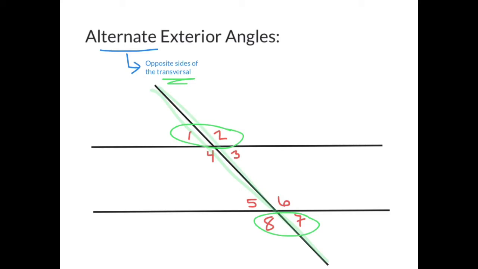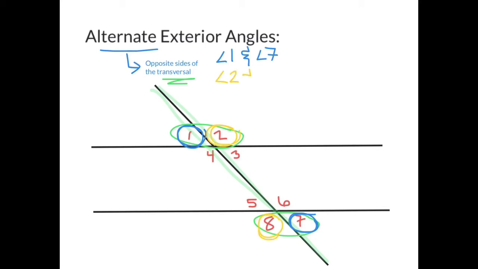So the opposite ones would be the ones that are on opposite sides, or the alternate ones would be the ones on the opposite sides of the transversal. So angle 1 is on the opposite side of angle 7. So angle 1 and angle 7. And then angle 2 and angle 8.